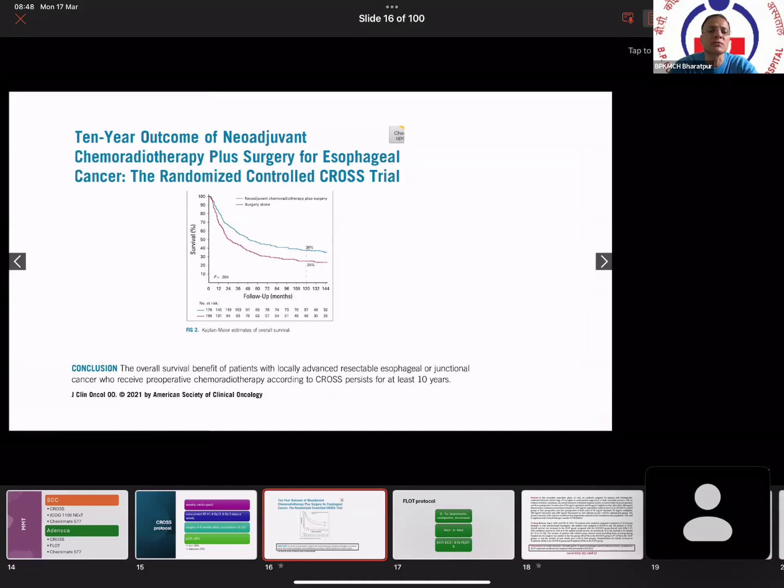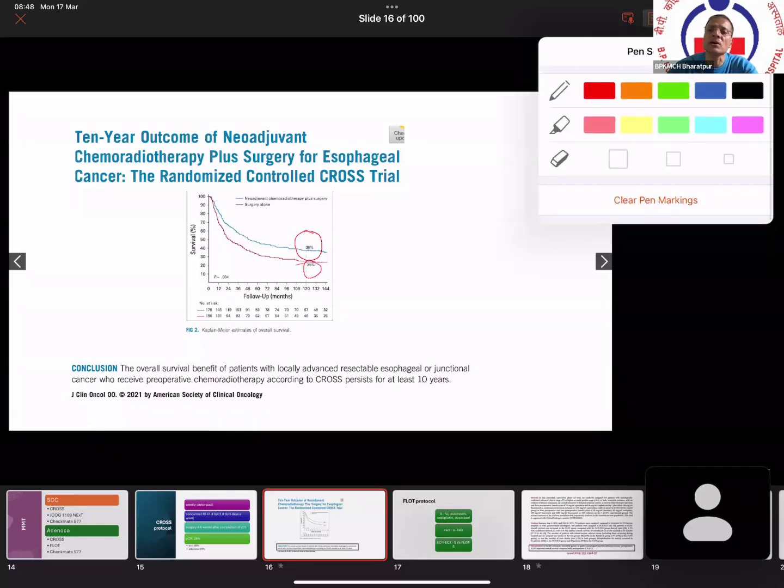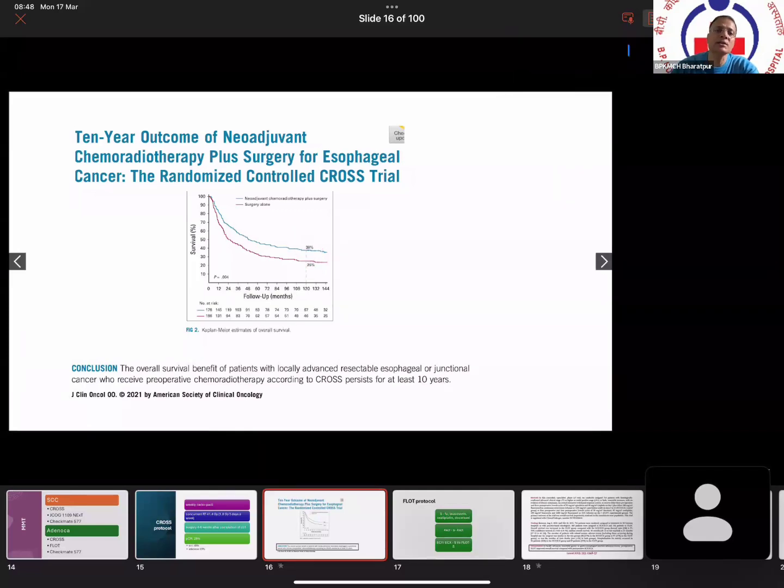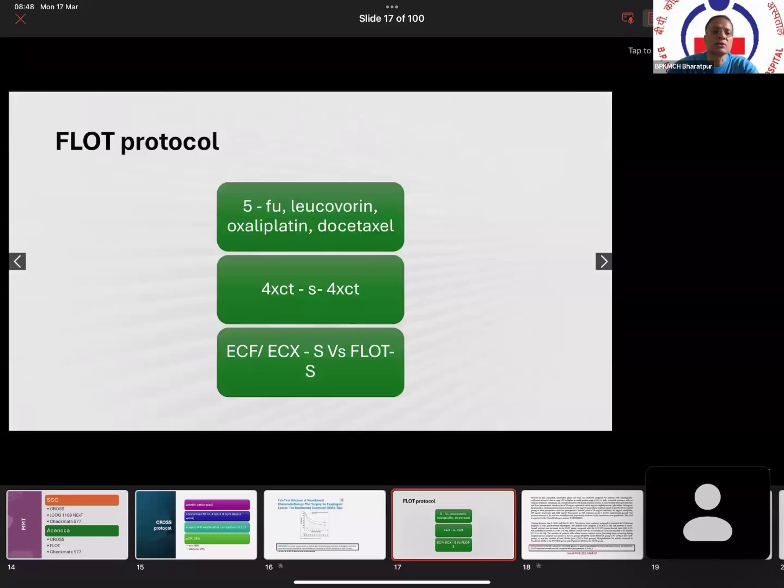So now going just afterwards, this is the 10-year outcome of the neoadjuvant chemoradiation according to the CROSS protocol. It shows that whoever has gone through this as per the CROSS protocol has very good 10-year overall survival in comparison to the single modality surgical arm. So right now, this has become a standard practice for squamous cell carcinoma. So this was the conclusion.